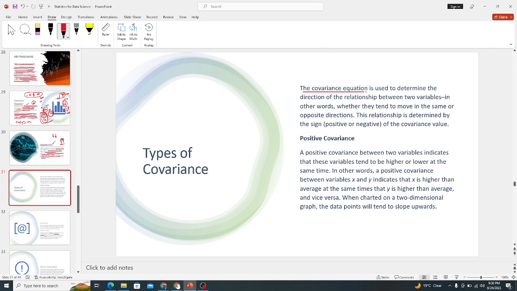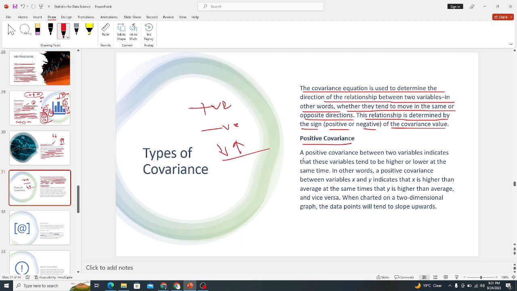So the covariance equation is used to determine the direction of the relationship between two variables. In other words, whether they tend to move in the same direction or opposite directions. This relationship is determined by the sign, positive or negative, of the covariance. So if we get a negative covariance, then we know those two variables are inversely proportional. They move in the opposite direction. But if you get a positive, then it means these two assets or variables are moving in the same direction. All right.